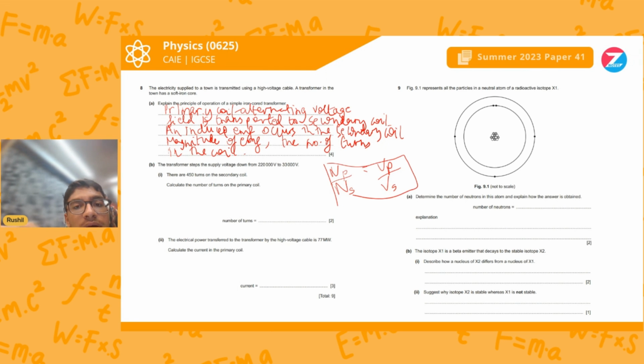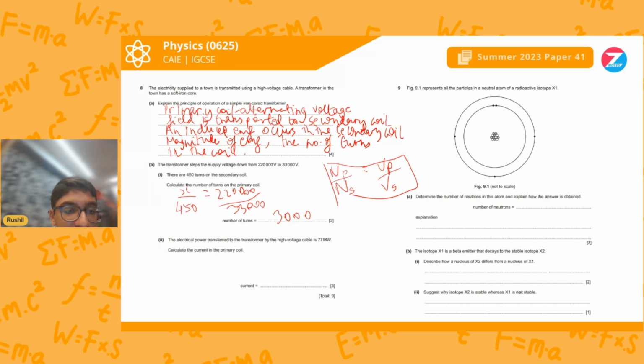So using this formula, let's just take the number of turns on the primary coil as x. So x by 450 is equal to 220,000 by 33,000. If we solve this simple equation, we have 220,000 into 450 by 33,000, which is 3,000 turns.